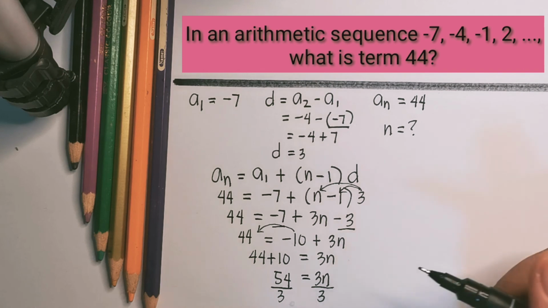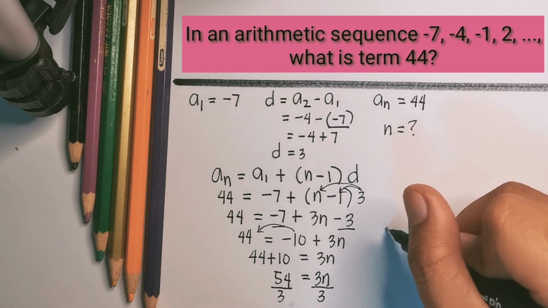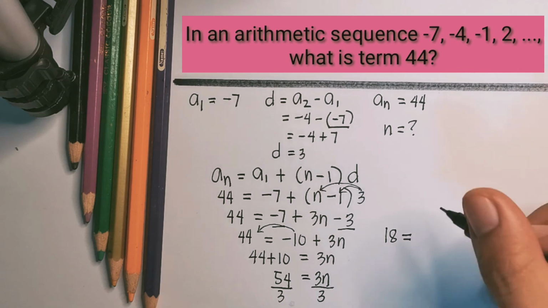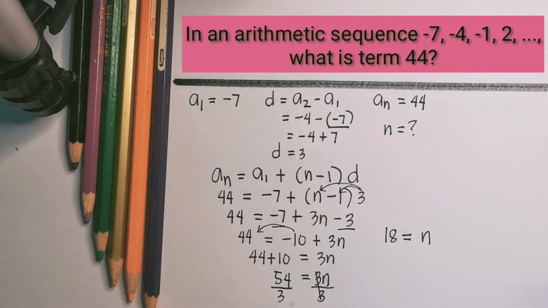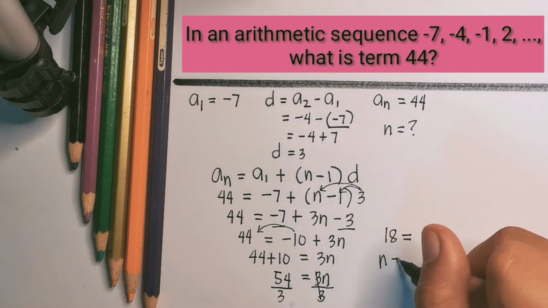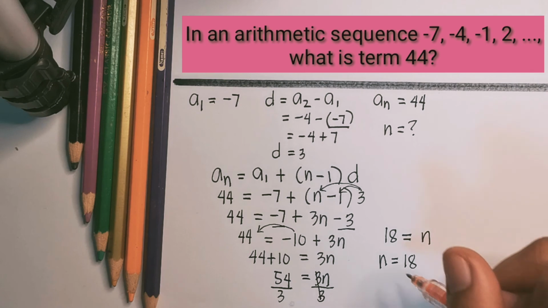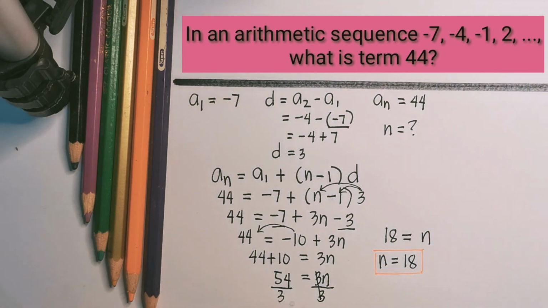Ayan. 54 divided by 3 is equal to 18. Equals 3n divided by 3, that is n. Or n is equal to 18. Ibig sabihin, ang 44 ay pang 18th term ng sequence.